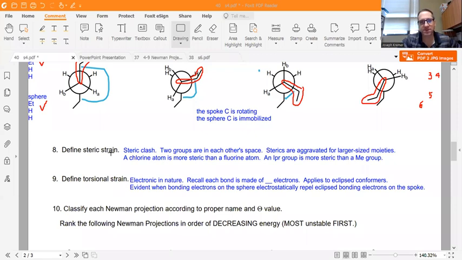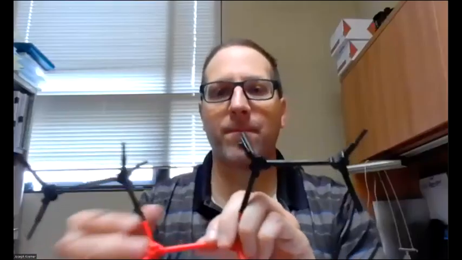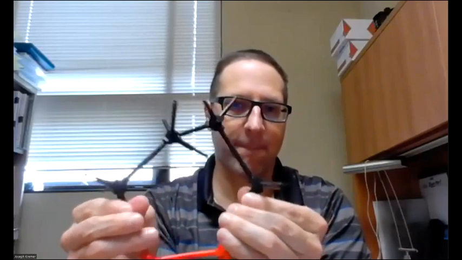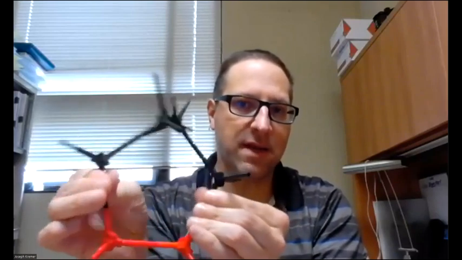So certain of these conformations will have what's called steric strain. That definition is already provided. Also called steric clash. 2 groups are in each other's space. 2 non-bonded groups. The 2 ethyl groups are clashing against each other. They're fighting for the same space. If I was to swing these ethyl groups like this, you hear that? Carbon 1 is hitting carbon 6. Bang, bang, carbon 1, carbon 6. You can hear it. That's steric clash.